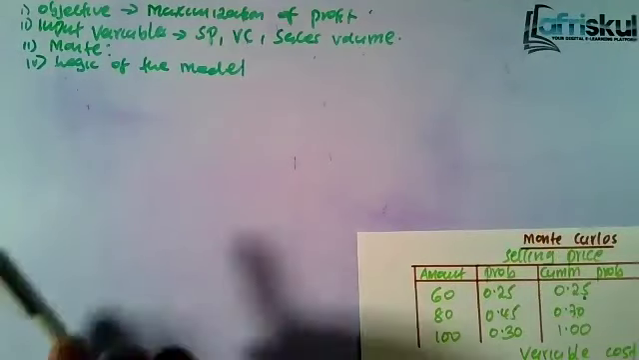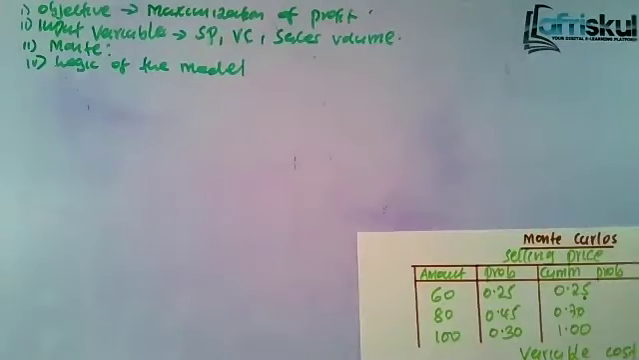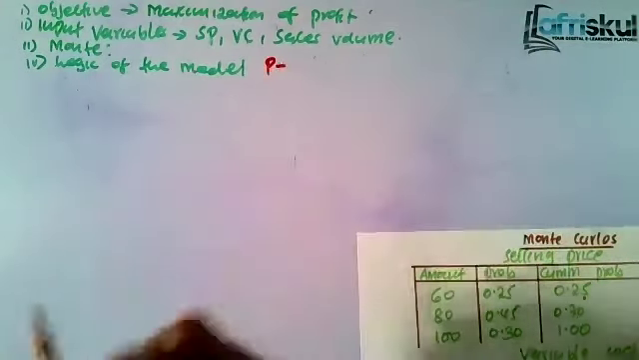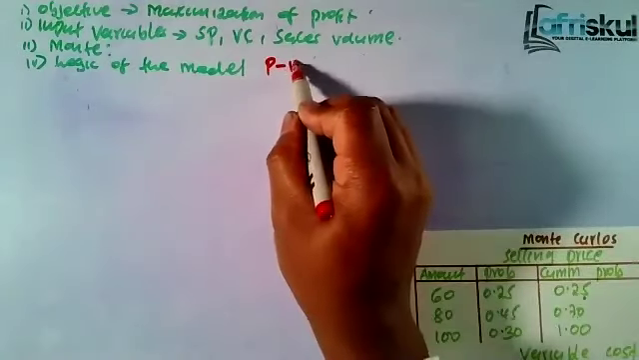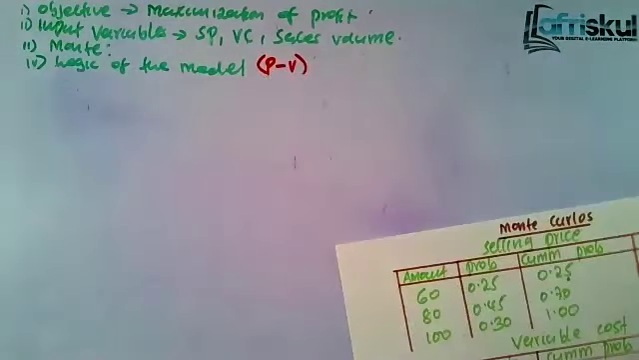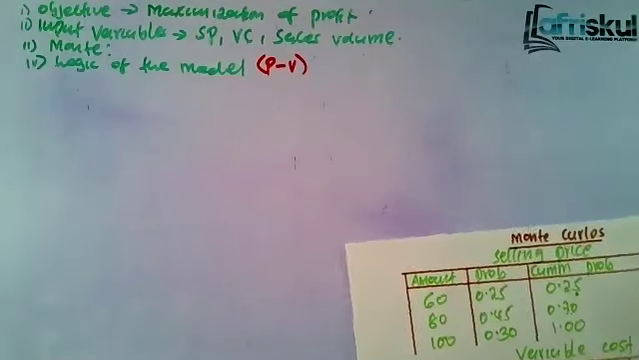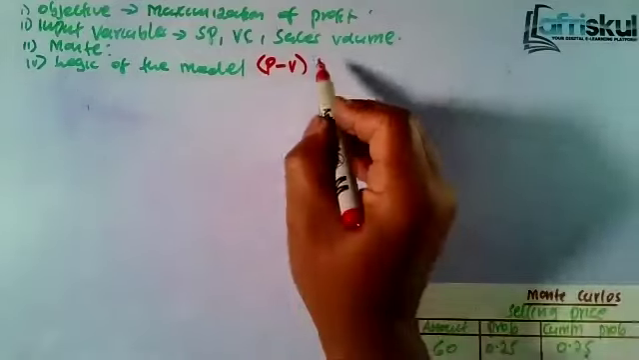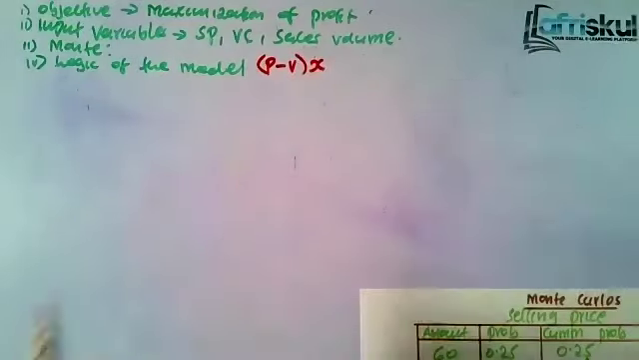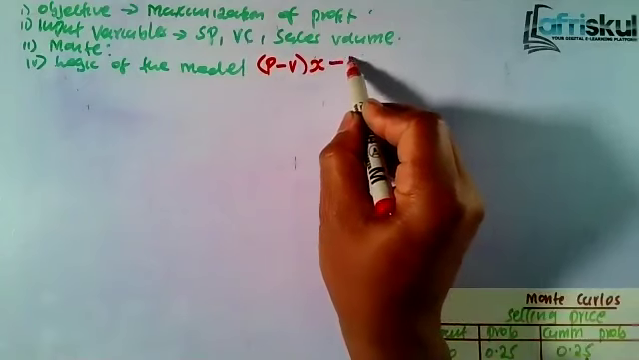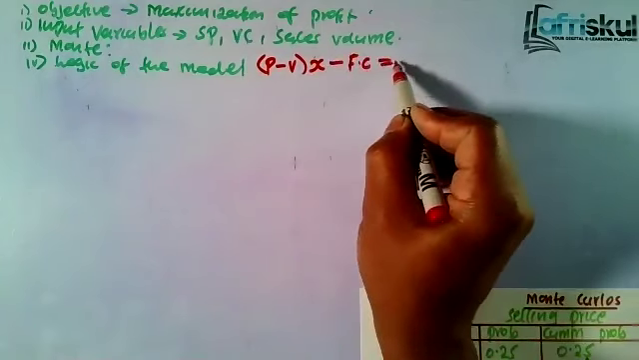So that's what you call the logic of the model. You can do this in two ways. You can take the selling price, you minus the variable cost to get what we call contribution margin per unit. Selling price minus variable cost, you get contribution margin per unit. Then you multiply by the number of units or the sales volume to get the total contribution margin. Then you can deduct the fixed cost for you to get your profit.